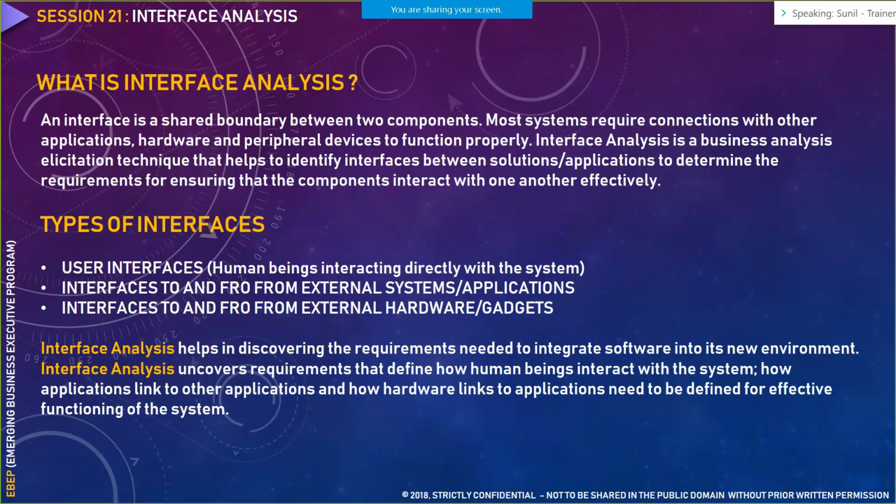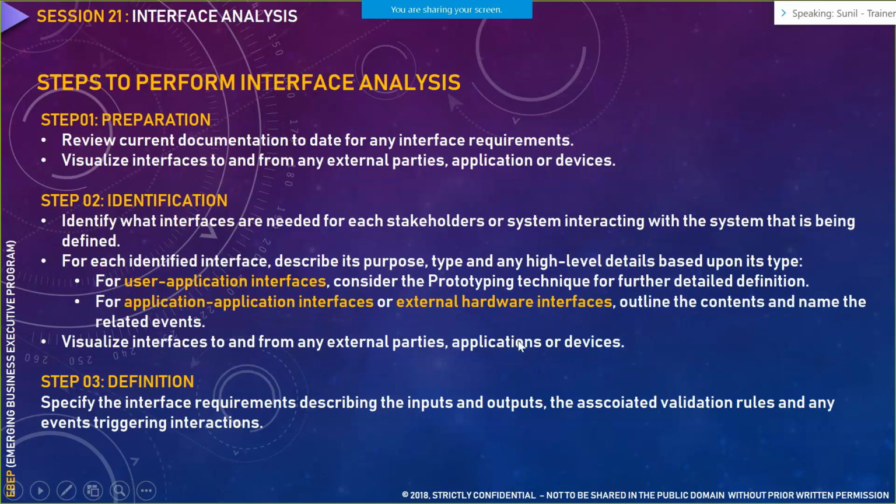Now, as a business analyst, we need to understand the need of the situation, like in what all ways the user would be interacting with our particular core system. Depending on our needs, we have to categorize our interface within one of these three types. Either it's the basic user interface, or an interface to and fro for a software application, or an interface to or from external hardware or gadgets.